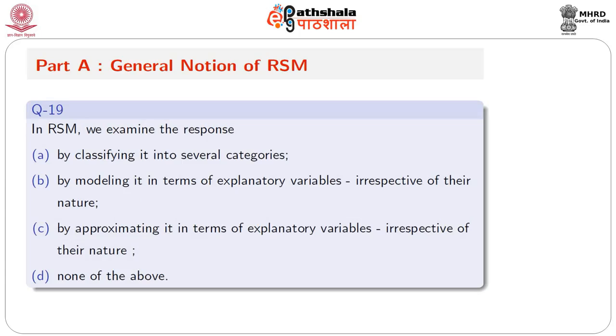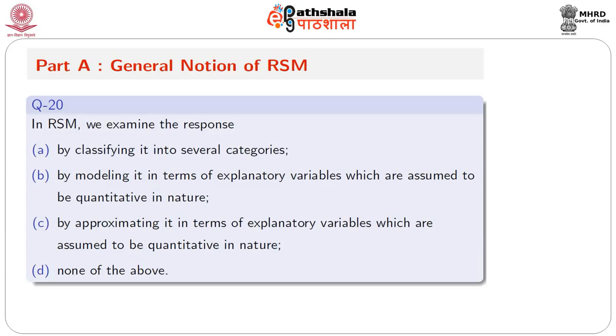So here in RSM we examine the response by classifying it into several categories, by modeling it in terms of explanatory variables irrespective of their nature, by approximating it in terms of explanatory variables irrespective of their nature, and none of the above. No, it cannot be irrespective of their nature. We are trying to understand the behavior of Y as a function of x1, x2, etc. Unless there is a regularity in the behavior of Y, we cannot get anything out of it if there is erratic behavior. Therefore, irrespective of their nature, it cannot be.